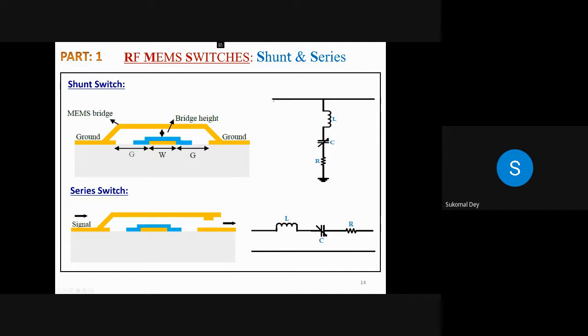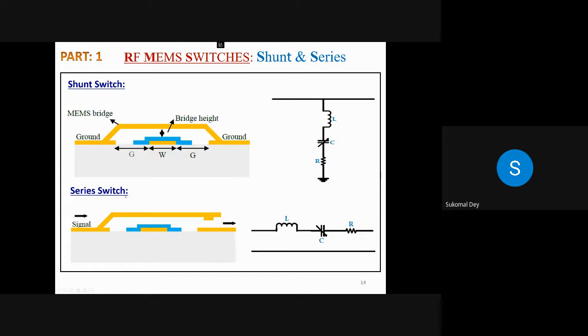You can see that from input to output, this is the transmission line, and when you are applying the voltage, there is a high increment of the capacitance, and then the entire signal will be grounded. Now, when it is a series switch, what is happening? Just opposite. In the shunt switch, when you are not applying the voltage, your signal is going from input to output. When you are applying the voltage, your signal is grounded.